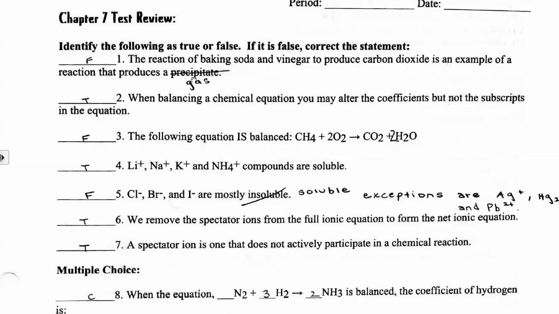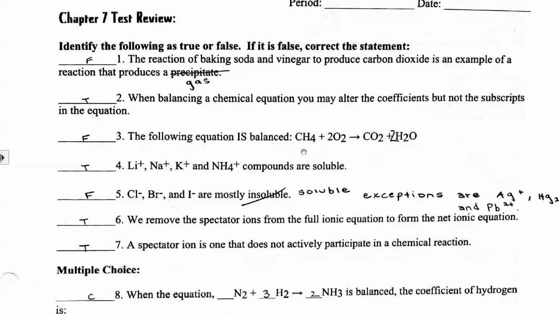Okay. The next one, when balancing a chemical reaction, you may alter the coefficients but not the subscripts. That's what I've been telling you for a very long time. Once you have made your compound by crossing your charges, leave it alone and only put coefficients to then balance. Okay, so that was true.